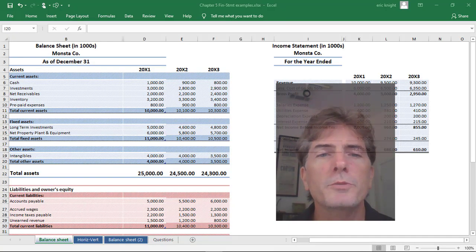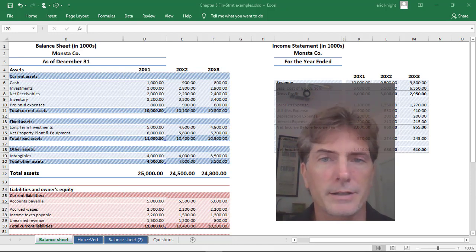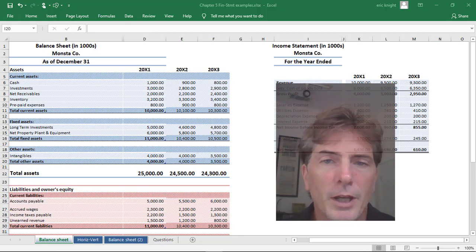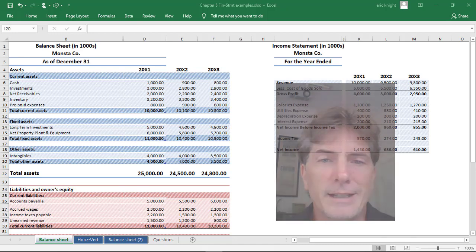In this lecture, we're going to begin to understand how to analyze a set of financial statements. The person doing the analysis is called an analyst. So the analyst is basically trying to get an understanding of whether or not the management is doing a good job or a bad job. But we're going to get a little bit more deeper in detail than just that.